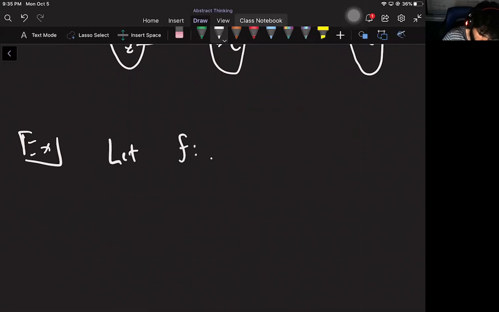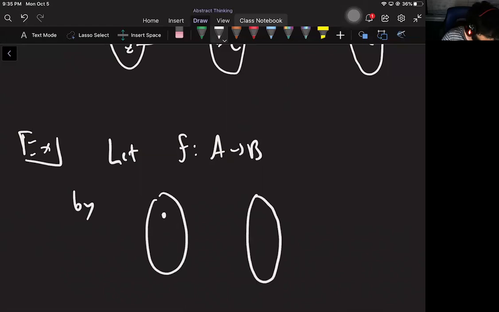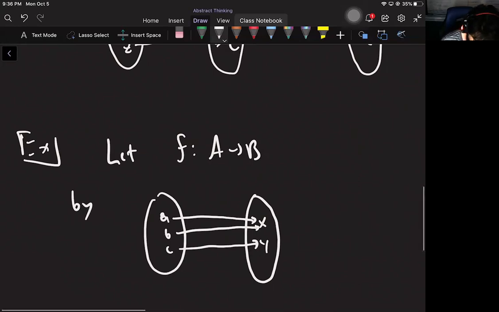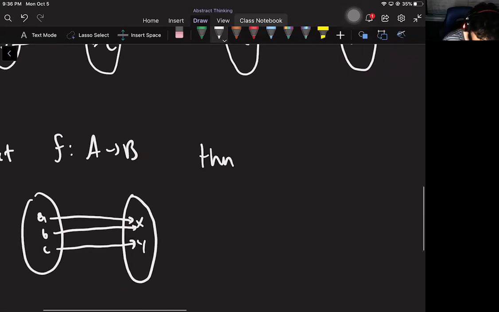So let's try to think about when it would be impossible to reverse a function. So here's a situation. If I send A to X and I also send B to X, then I send C to Y. So it's a little bit different than last time. Then I can try to do the reverse, and we'll see what goes wrong.